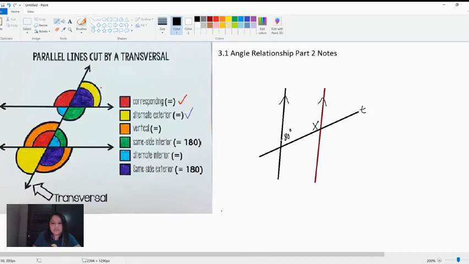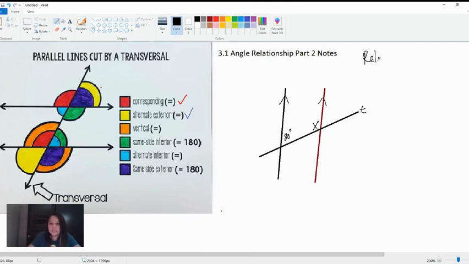The two angles look like they're living inside, interior of the two parallel lines. So if it's interior, there are only two options: either it's same side or alternate. Notice here that it's on the same side of the transversal. So this will be same side interior, just like this green example here. And same side interior angles add up to 180 degrees.